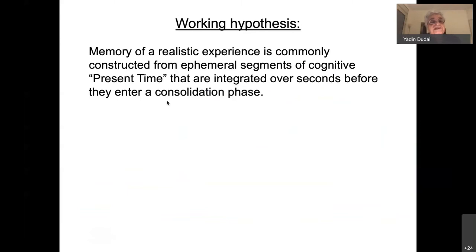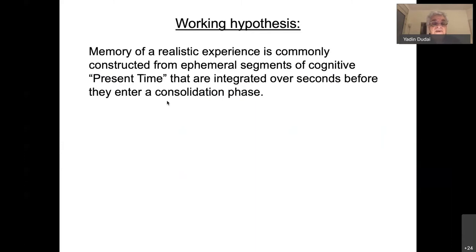So the working hypothesis is the following. I apologize in advance if there are some technical issues in switching the slides. The memory of a realistic experience is commonly constructed from ephemeral segments of cognitive present time that are integrated over seconds before they enter a consolidation phase. I'll explain what a consolidation phase is in memory research. We experience consolidation every minute in our life. I hope you are processing the information in a consolidation mode right now, because then you will remember something.